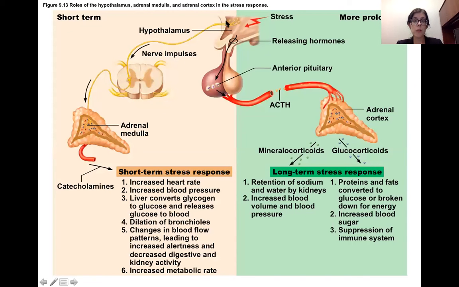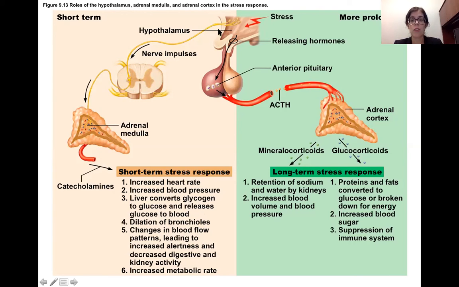So in the short term, stress is going to tell our hypothalamus to send that sympathetic signal to our adrenal medulla, which will release the catecholamines, epinephrine and norepinephrine, that will have that fight or flight response. Increased heart rate, increased blood pressure. We're going to make blood glucose rise, dilate our bronchioles to take in all that oxygen, and change our blood flow pattern to decrease the digestion and increase alertness and blood flow to our muscles and increase our general metabolic rate.